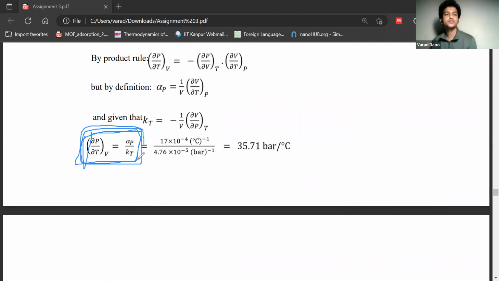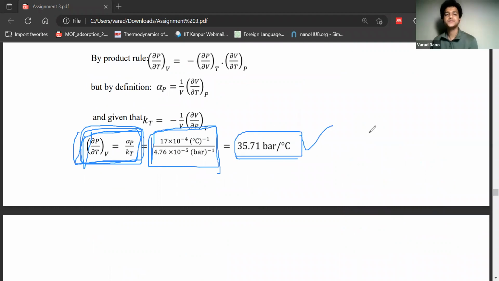It is nothing but alpha P by KT, that is the ratio of the compressibilities, and its value has been given. Once you put in the values, you get this expression. The answer is this. This is very similar; only the numerical values and the way the question has been asked I have changed. Otherwise, the whole problem is similar to the problem I told in the last class. In that class, we solved two similar problems, and here also one.